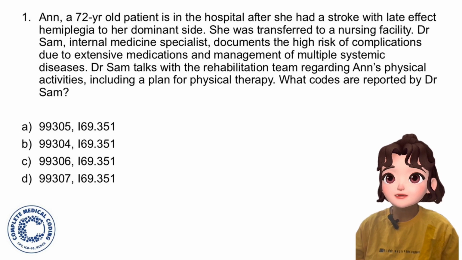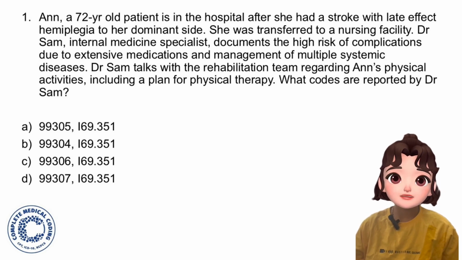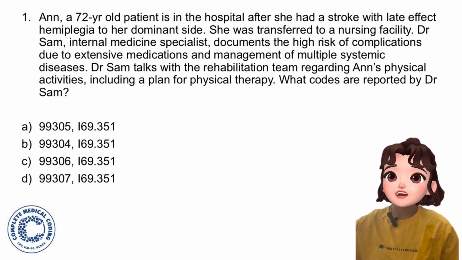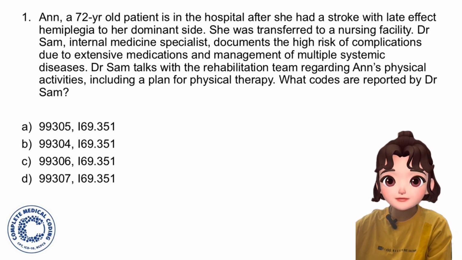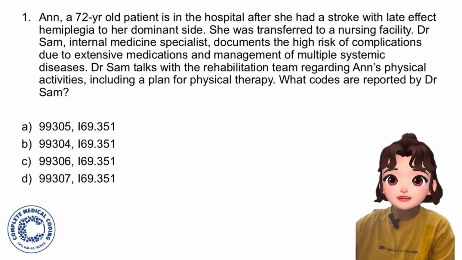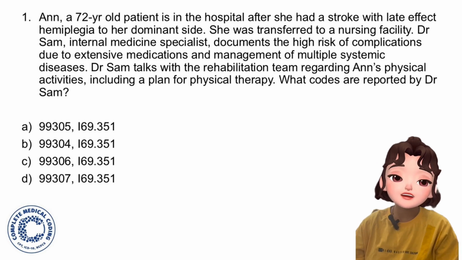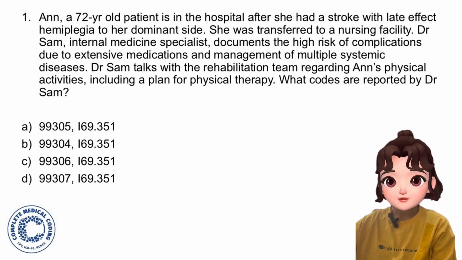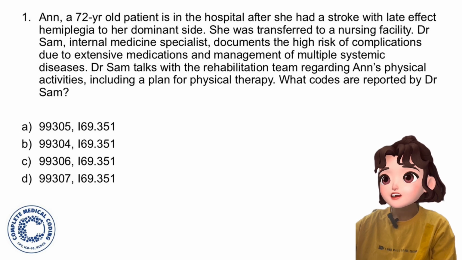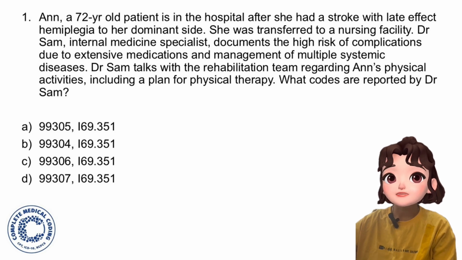And what is the diagnosis here? Late effect hemiplegia. Anyway, the diagnosis code is the same in all the options. If you want, you can cross check, but since the diagnoses are the same in all the options, you don't have to waste your time on that. Anyway, let me tell you what it is: I69.351. It represents hemiplegia and hemiparesis following cerebral infarction affecting right dominant side. Here it is on her dominant side; it doesn't mention right or left. Anyway, it's on the dominant side. She had a stroke with late effect hemiplegia to her dominant side and was transferred to a nursing facility. Now you have to code for the nursing facility E&M code. That is what you have to find as the procedure here.